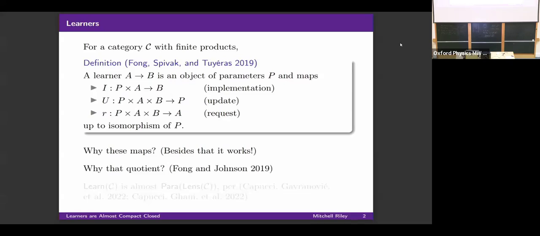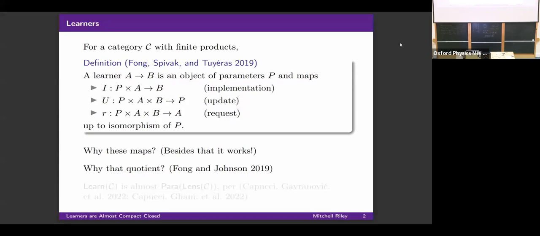My second question is, we have to take this quotient of these learners up to isomorphism of the parameter object. We have to do something here because if we don't take some kind of quotient, then these things don't form a category, because associativity fails for annoying reasons, which is just that the categorical product isn't strictly associative. So we have to do some kind of quotient, saying when learners are equal. But why just isomorphisms? In follow-up work by Fong and Johnson, they say, no, actually, we're going to do a quotient up to any surjective map at all. That also seems useful, but why that?